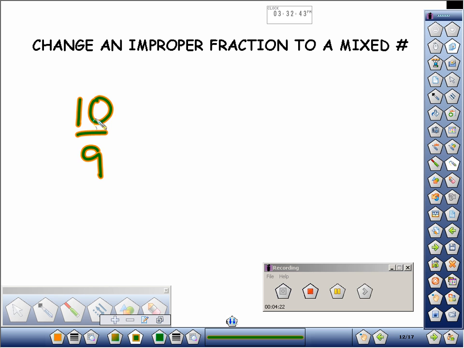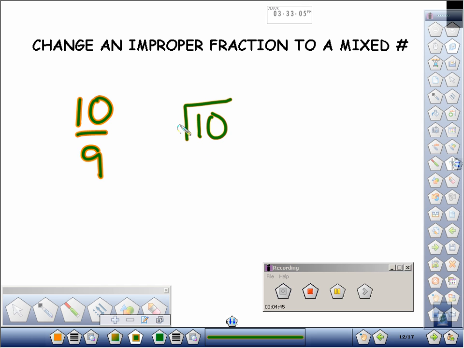Any fraction that has a numerator that is the same or greater than the denominator is called an improper fraction. This one is 10/9. The numerator is bigger than the denominator. So I was teaching the kids that 10/9 actually means 10 divided by 9. Okay, so you put a 10 inside the bracket as your dividend. Your divisor is going to be 9.